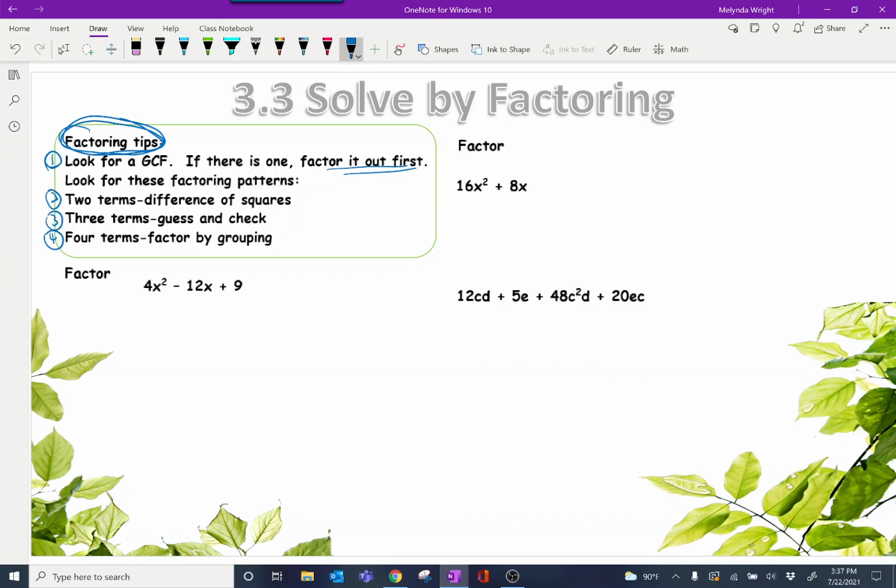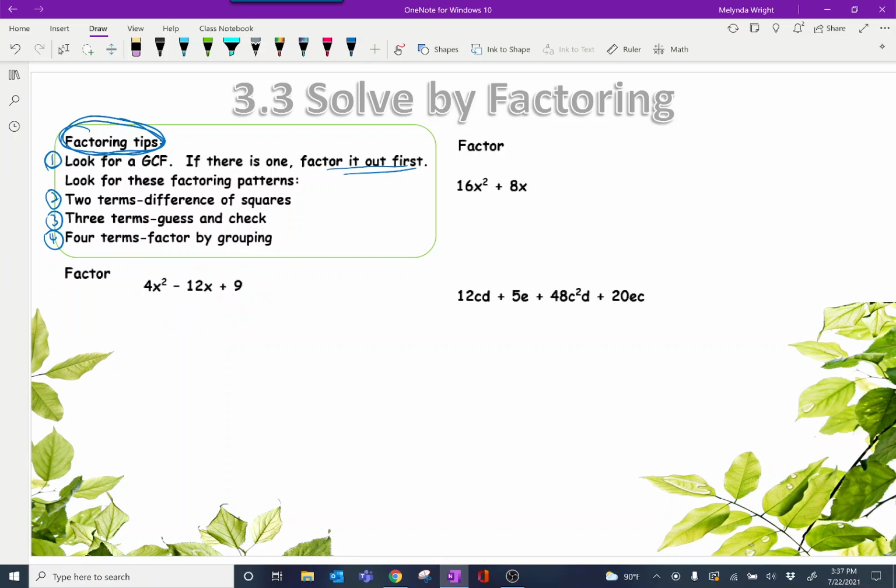Okay. If you have two terms, remember terms are things separated by plus and minus. Like this has two terms. That's the first term and that's the second term. This has three terms. That's 1, 2, 3 terms. Okay, so that's just a reminder what a term is.